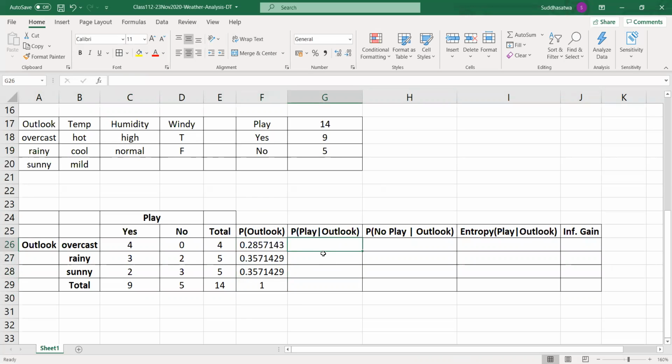Now let's try to calculate the conditional probabilities. Now we are going to calculate the conditional probability. So if you remember what we discussed in the earlier days on conditional probability, we have some event which has already happened, right?